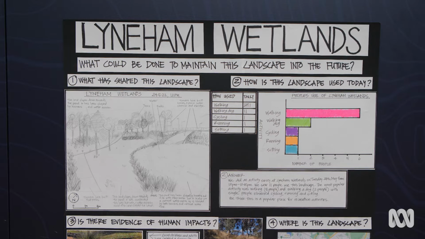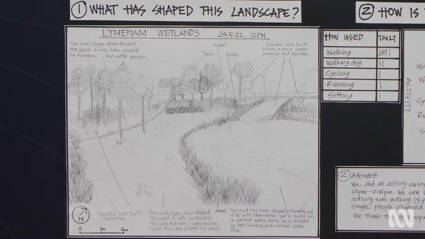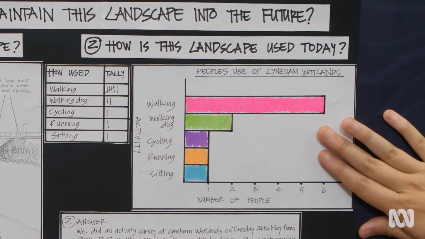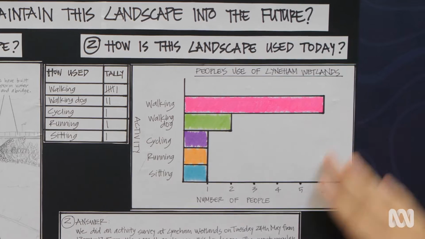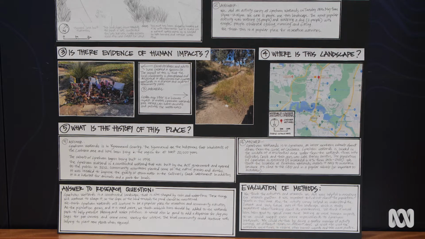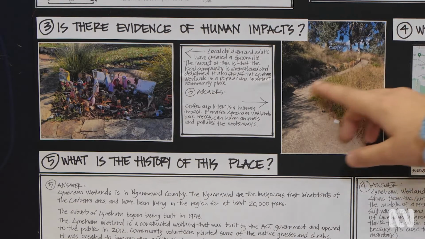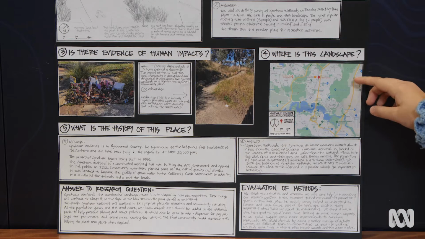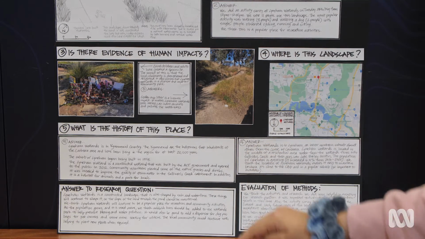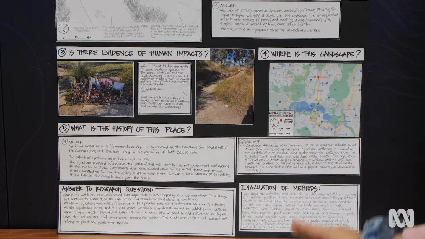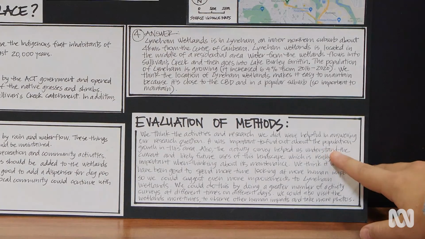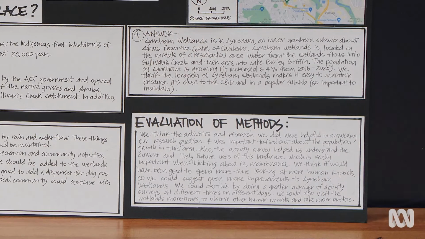So the first piece of evidence we've got is a field sketch. So this is a sketch of the location that's annotated. And next we've got an activity survey that's been turned into a graph here, and it displays how people have used the area. Next we've got some photographic evidence of the human impact on this area, such as the litter on the footpath and the decorations. Finally, we've got some further research into this area, such as the location and the history of the place. And then using this evidence, they've made an answer to the research question. And then finally, they've evaluated how accurate and relevant their research is.